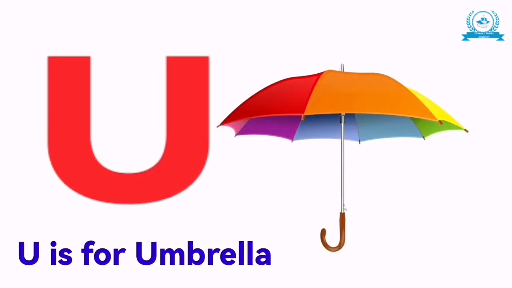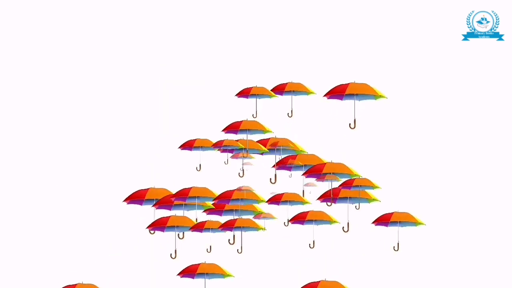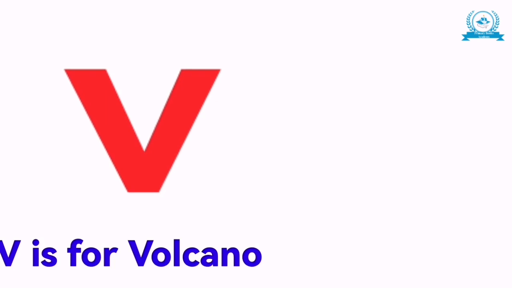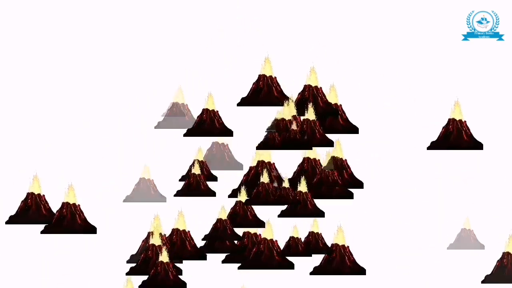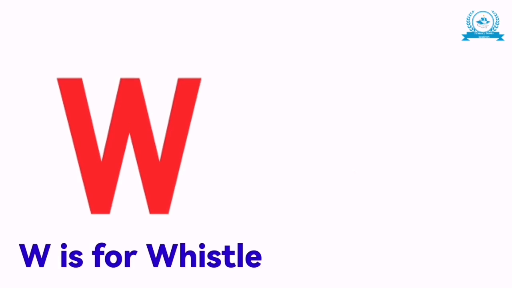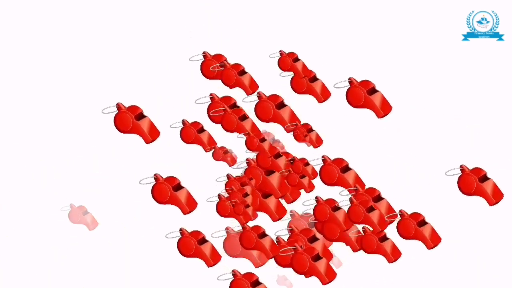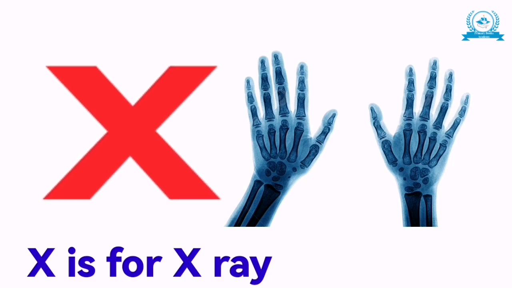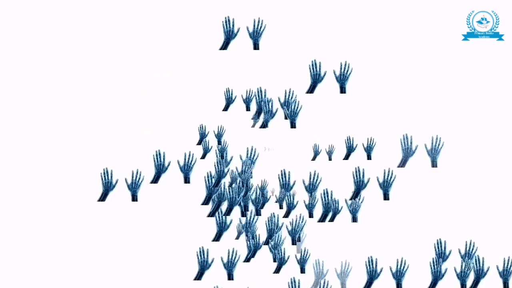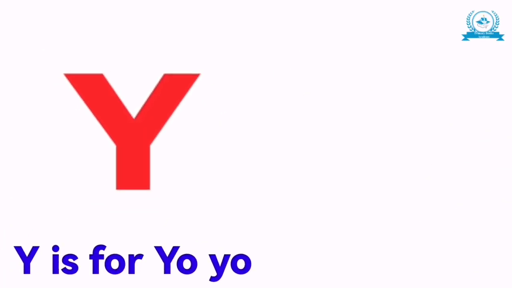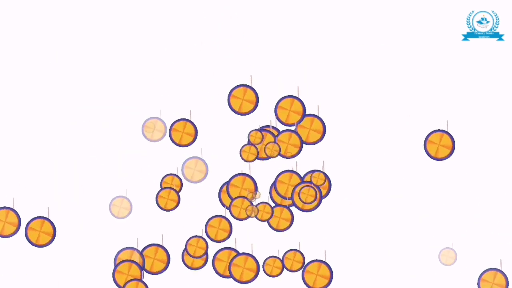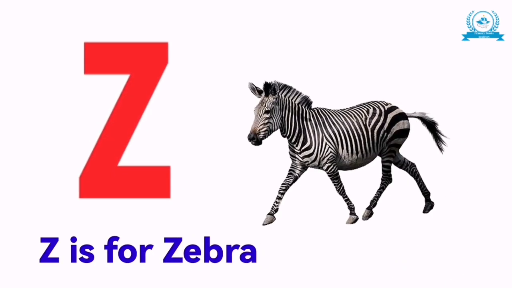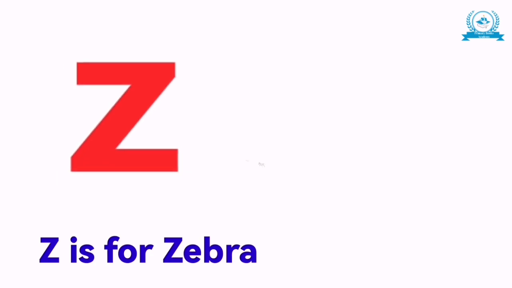U is for umbrella. V is for volcano. W is for whistle. X is for X-ray. Y is for yo-yo. Z is for zebra.